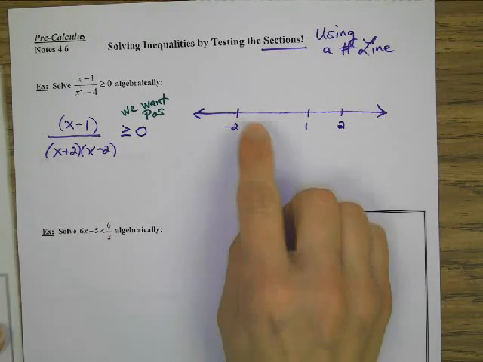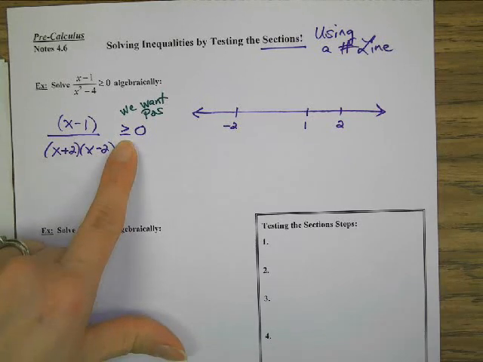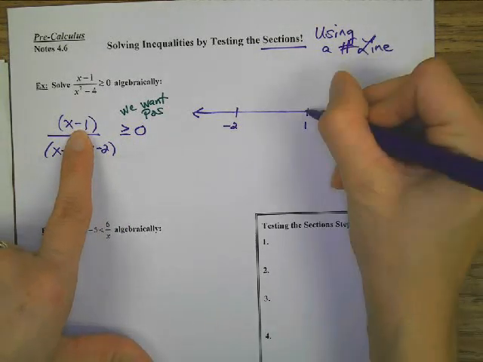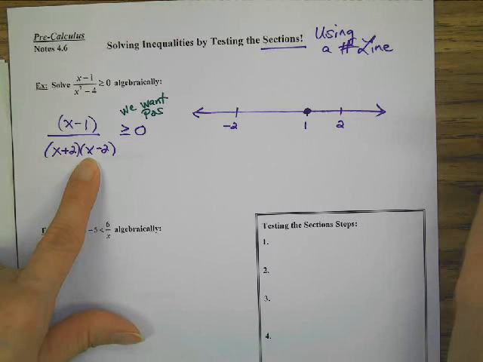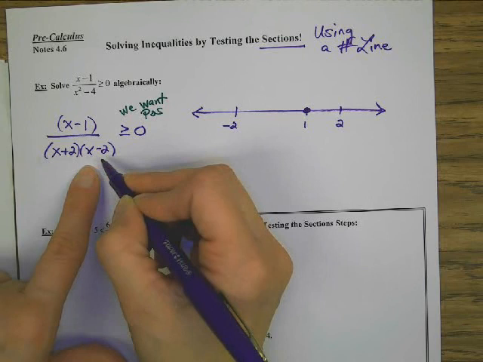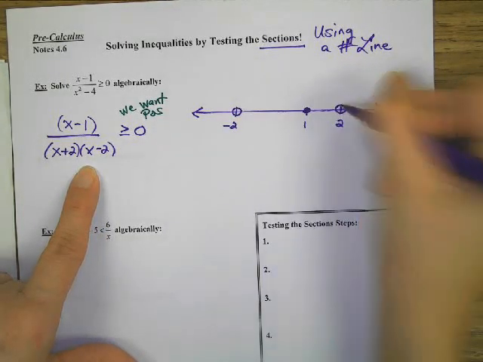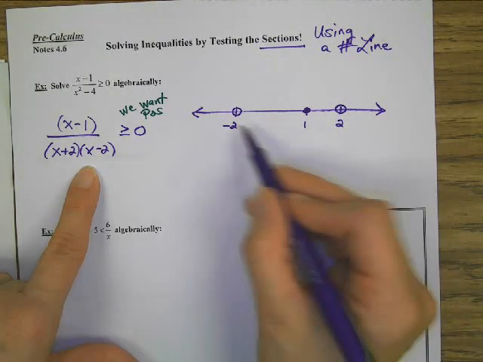The next thing I want to know is whether we should put open or closed bubbles. The way that we figure that out is by looking at the sign. Greater than or equal to 0, so I want to make sure that they're equal. So at 1, we're going to put a closed bubble. Plus and minus 2 do not make the denominator equal to 0, so those are going to get open bubbles. As a reminder, if it comes from the denominator, the bubble is always going to be open. That's right.